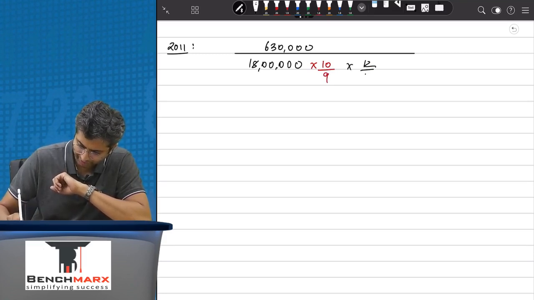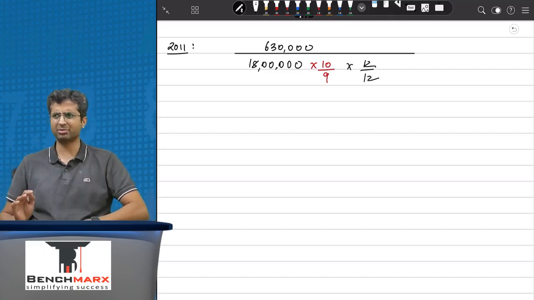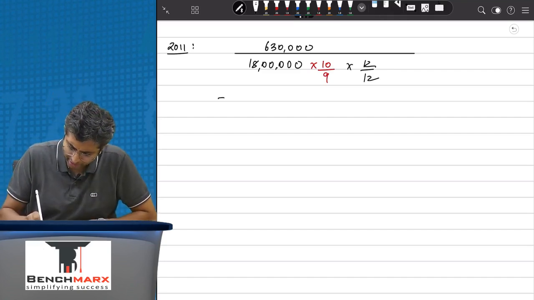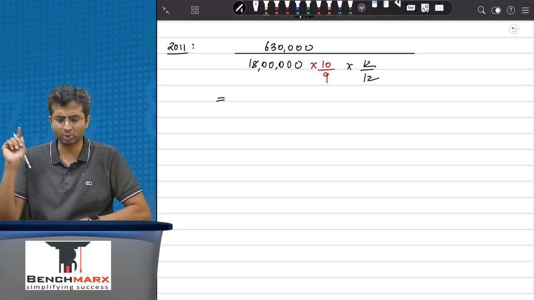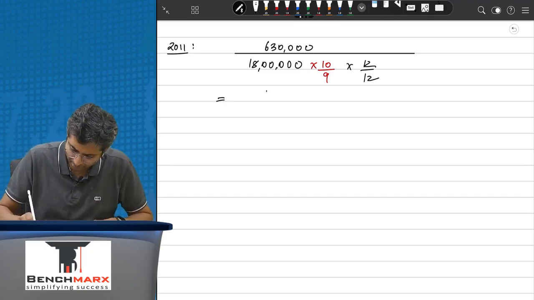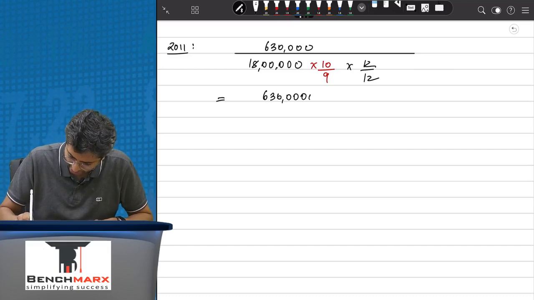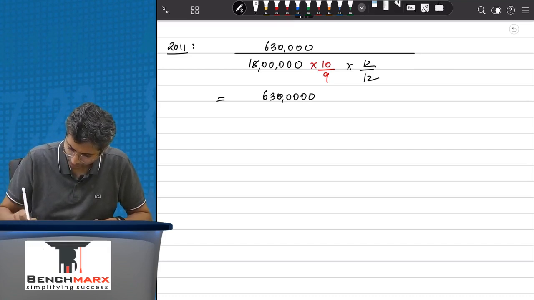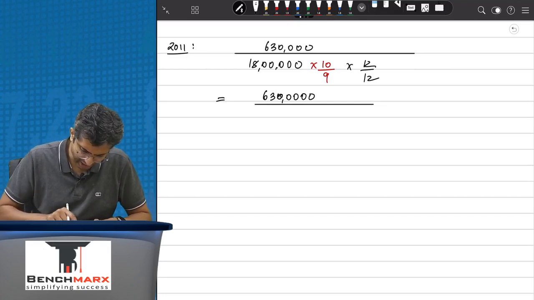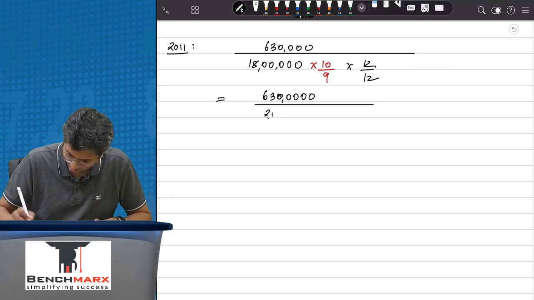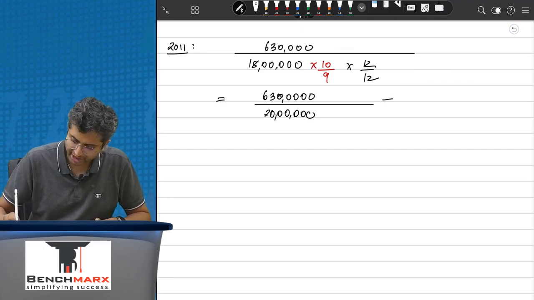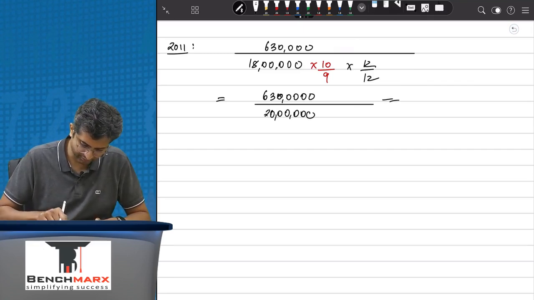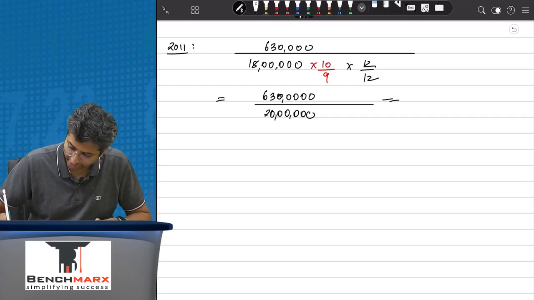into 12 by 12. If you take 1.111, there will be some rounding off. So that is also permitted. In your notes, I think 1.111 is taken. So this is going to give you a much more accurate number. So this is 6,30,000 upon, let us say, 18 lakhs into 10 divided by 9, which is 20 lakhs into 12 by 12. So this is 20 lakhs, and as a result this is 6,30,000 divided by 20 lakhs, which will come to 0.315. This is the restated EPS.